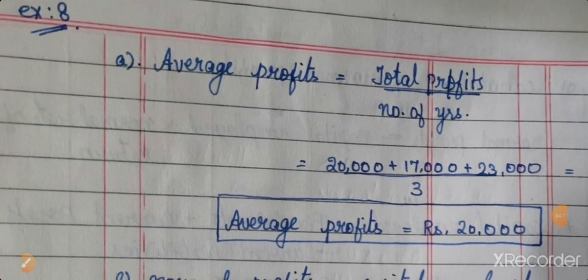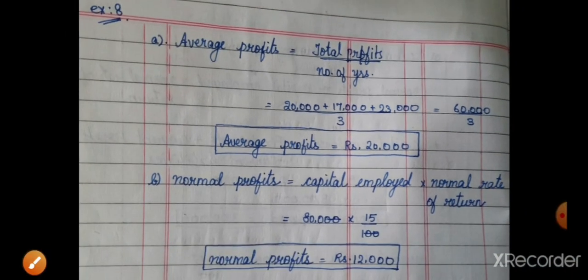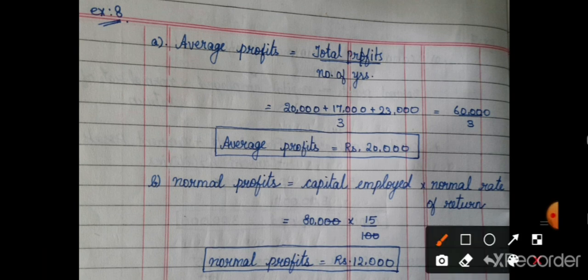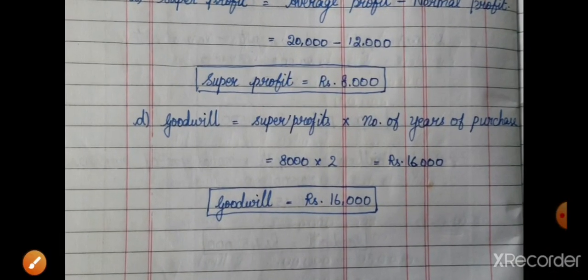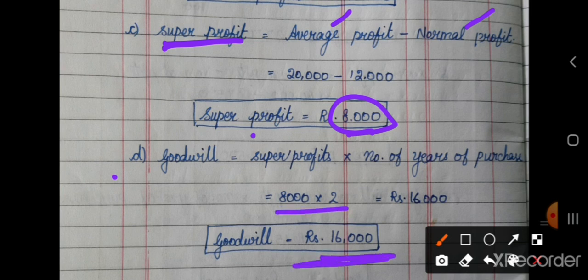Now, exercise 8, the solution. Find out the average profit. 20,000 plus 17,000 plus 23,000 divided by 3, you get the average profit as 20,000. Now normal profit is capital employed into normal rate. You get the normal profit as 12,000. Then average profit you know, normal profit you know. With that information you can find out the super profit. So average profit minus normal profit, you get super profit as 8,000. Now find out the goodwill. Super profit into number of years of purchase. 8,000 into 2, 16,000 rupees is the value of goodwill.